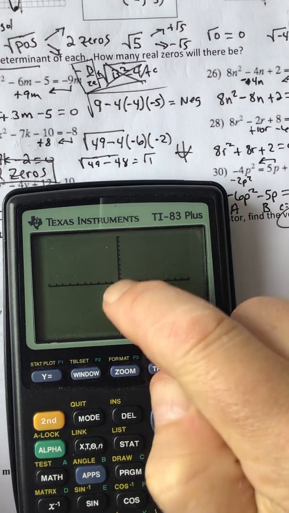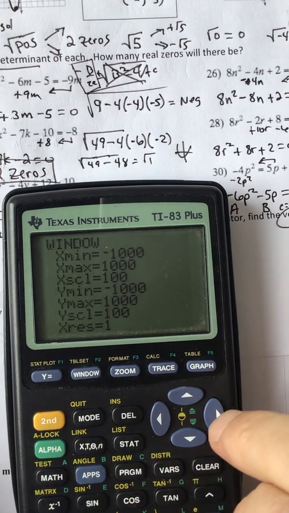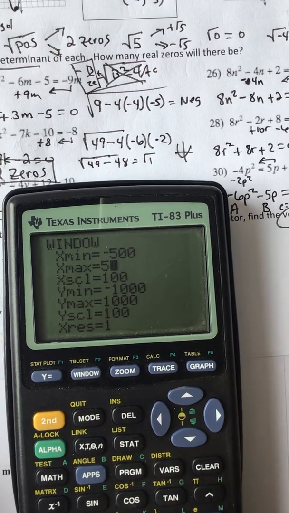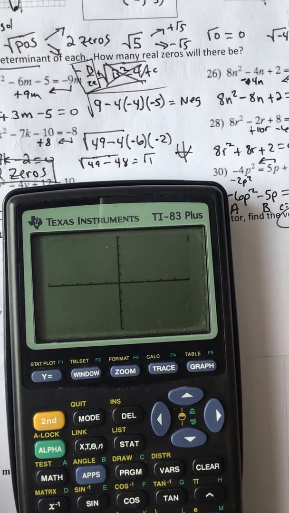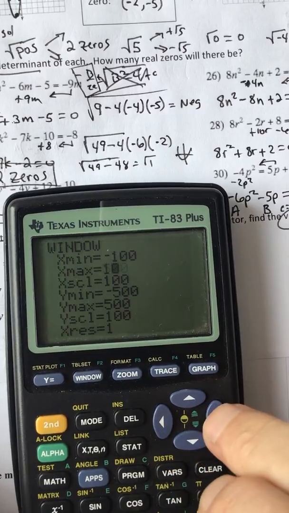Okay, that might have been too far. Now it's probably so right in. Okay, I'm having a hard time finding this very first one. How about negative 500? By hundreds, negative 500 to 500 by 100. Let's try that. Okay, what has happened here? Let me go back to 100. Why is this one giving me so much trouble?